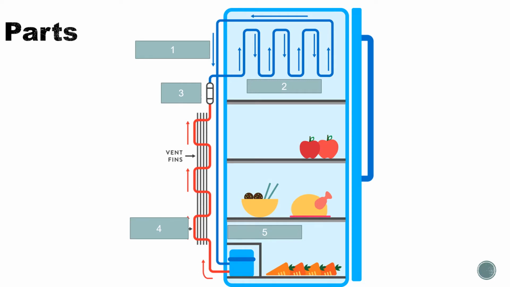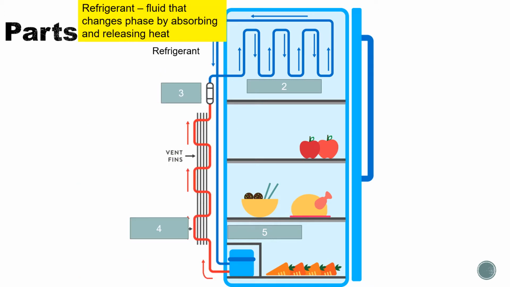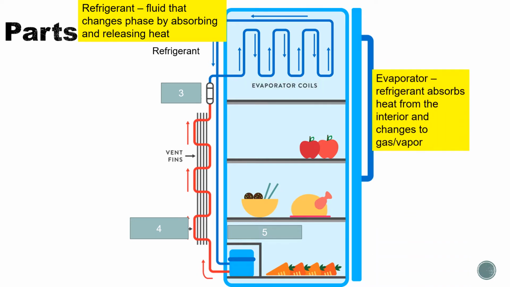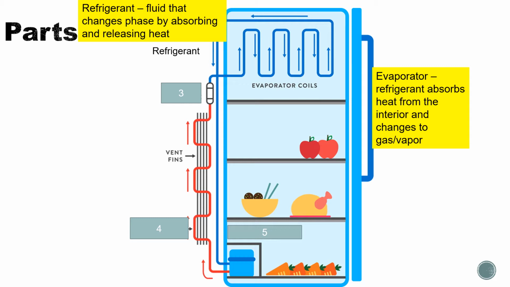What are the parts of a refrigerator? Number 1. Refrigerant. A refrigerant is a fluid that changes phase by absorbing and releasing heat. Number 2. Evaporator coils. It is where the refrigerant absorbs heat from the interior of the refrigerator and changes to gas or vapor.